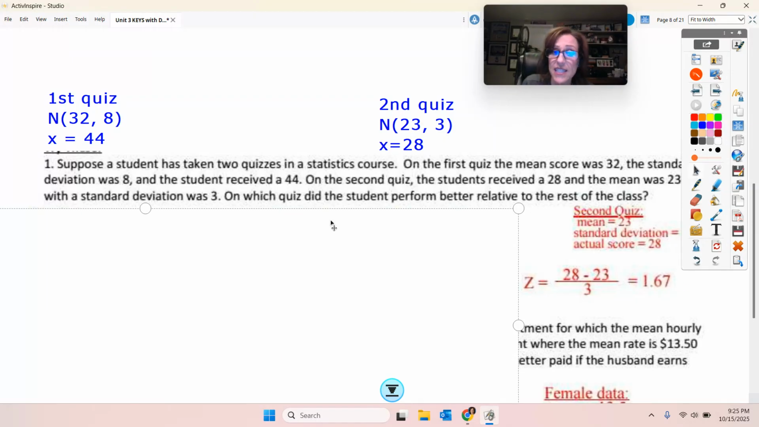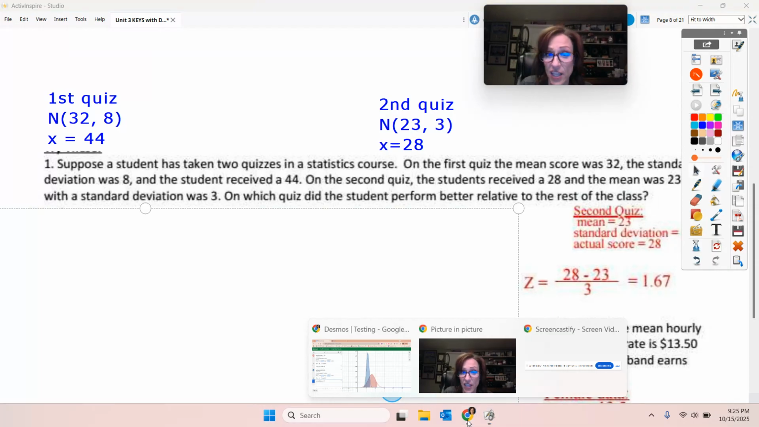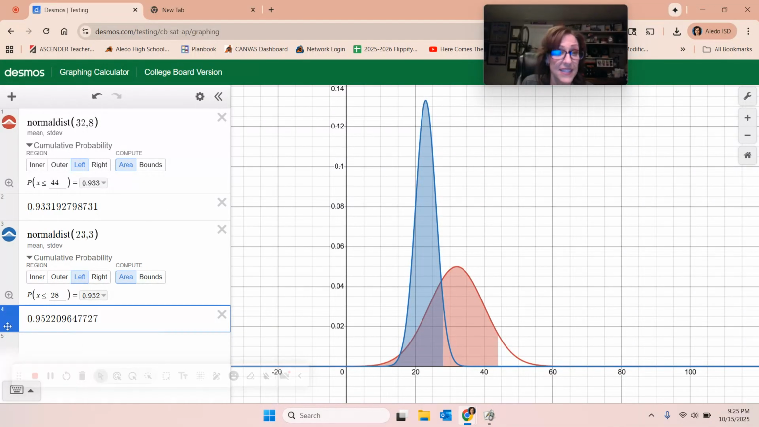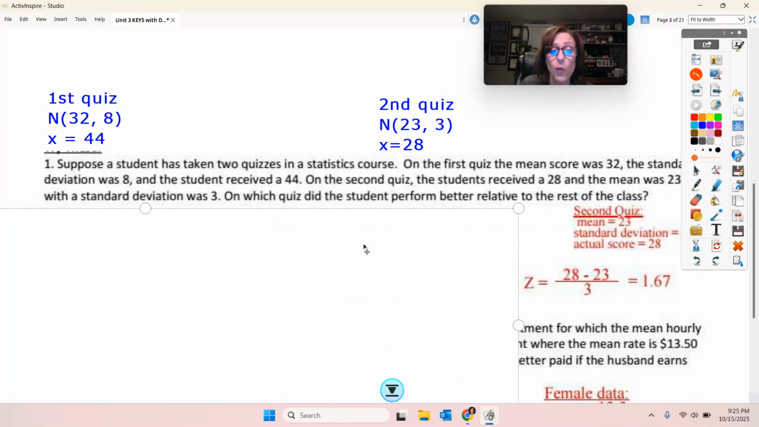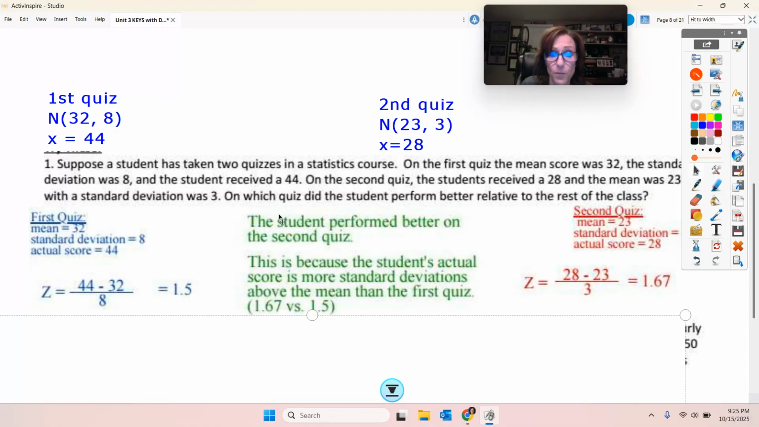So the question is, on which quiz did the student perform better relative to the rest of the class? Well, when we did percentiles here, which one did we say? The second quiz. They were in the 95th percentile, but on the first quiz, they were in the 93rd percentile. So that corresponds to our standardized score here. The student performed better on the second quiz. This is because the student's actual score is more standard deviations above the mean on the second quiz than it was on the first quiz.